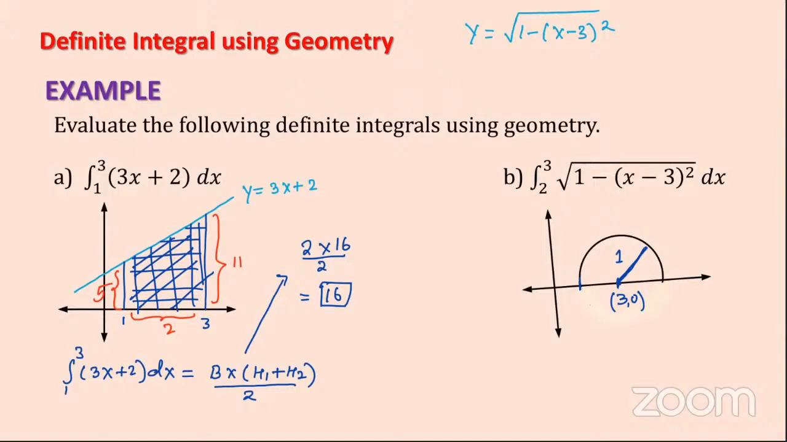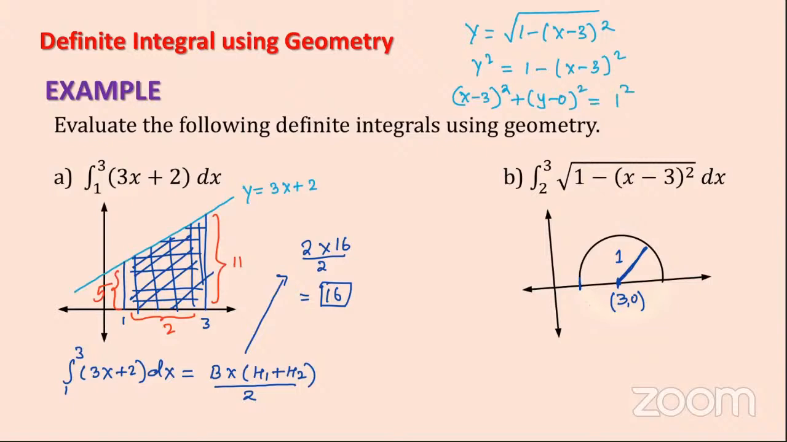And if I square this on both sides, that becomes y squared equal to 1 minus (x minus 3) squared. The square root on the right-hand side will go away. And then if I add (x minus 3) squared on both sides, it will be (x minus 3) squared plus y squared. Y can be written as (y minus 0) squared, equal to 1. 1 is the same as 1 squared.